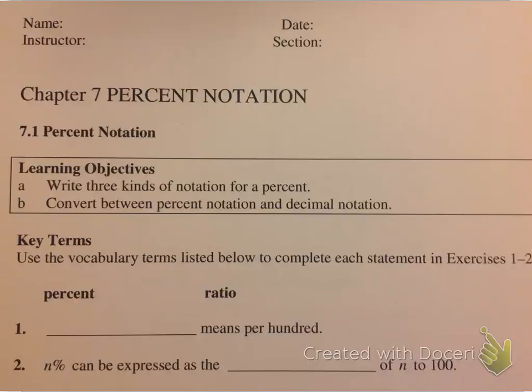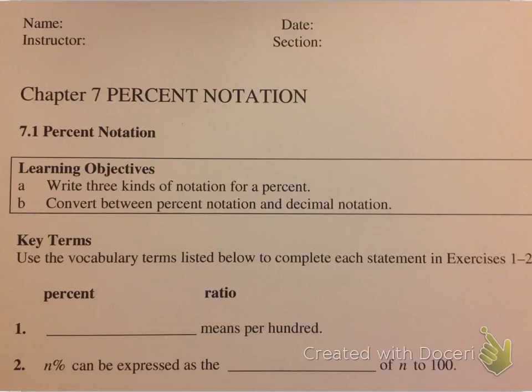Chapter 7 is all about percents, and so we're going to start off just by writing percents different ways based on the information that we're given. So you're going to start seeing a relationship between ratios or fractions and decimals and percents. They all are related to one another.